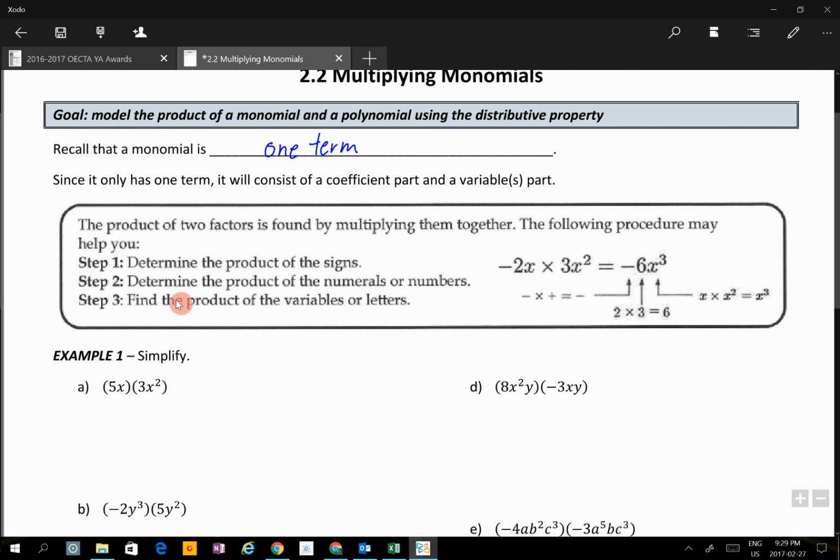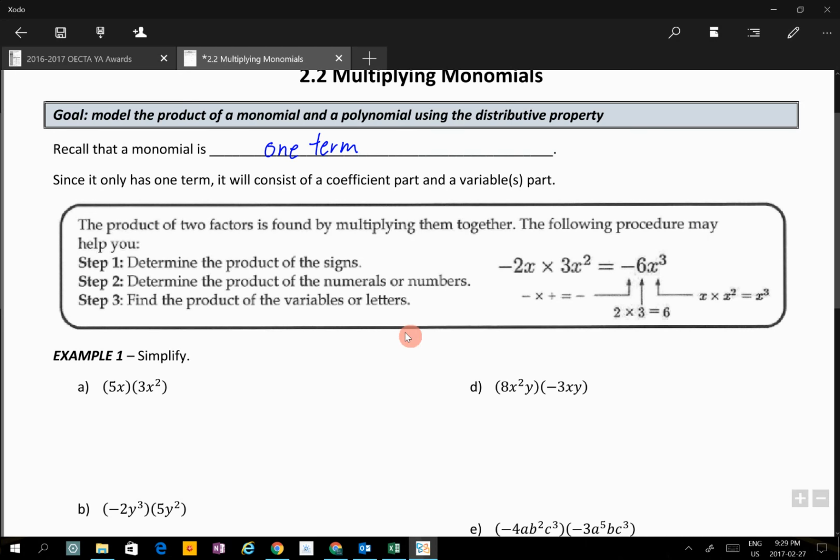And then step 3, find the product of the variables or letters. So again, x times x squared. If you have two powers with the same base, you have to add their exponents. And remember, there is an invisible 1 here for x. So when you add the 1 with the 2, the product rule says add those exponents, 1 plus 2, I get 3. Each of those steps is individually broken down here: the signs, the coefficients, and the variables. So that's the idea behind multiplying monomials.